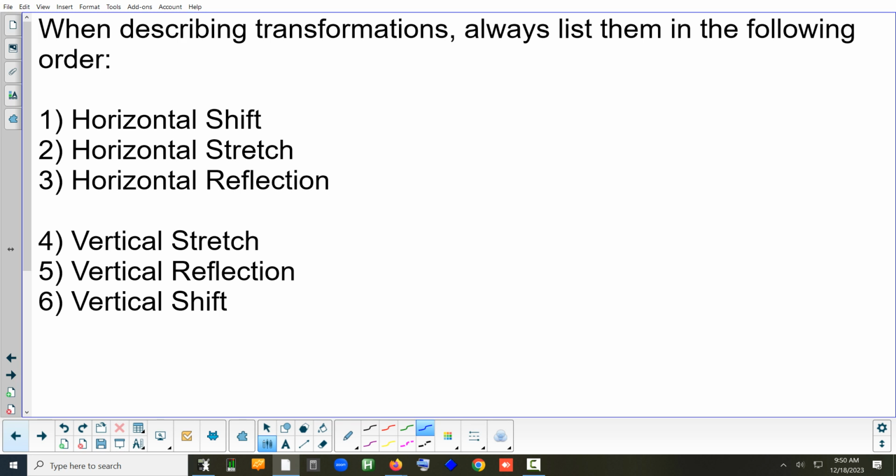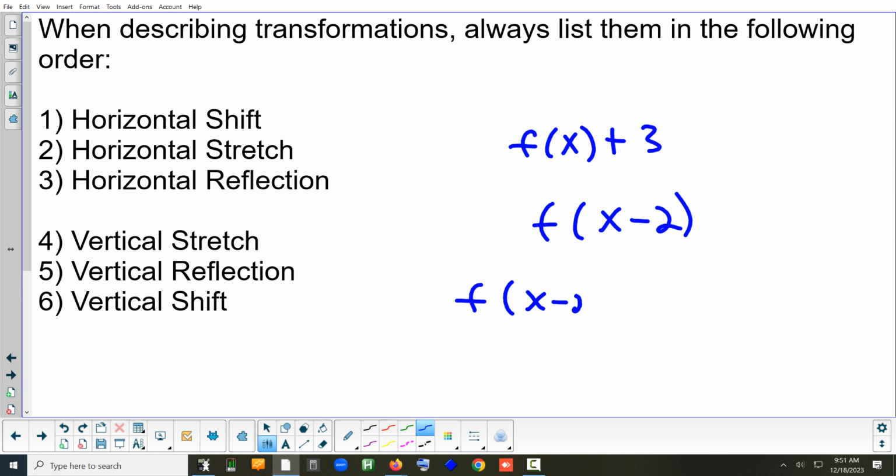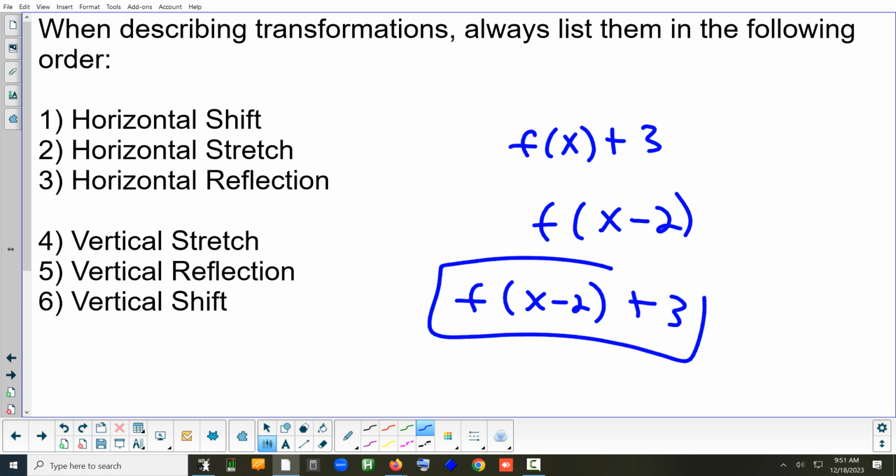So we had problems like this, or something like f of x plus 3. And the way we described it is we said shift up 3. Okay. I think we had something, maybe like that. And the way we described that one was shift right 2. Well, what if you have a problem like this? There's 2 things happening. There's a minus 2, and there's a plus 3.